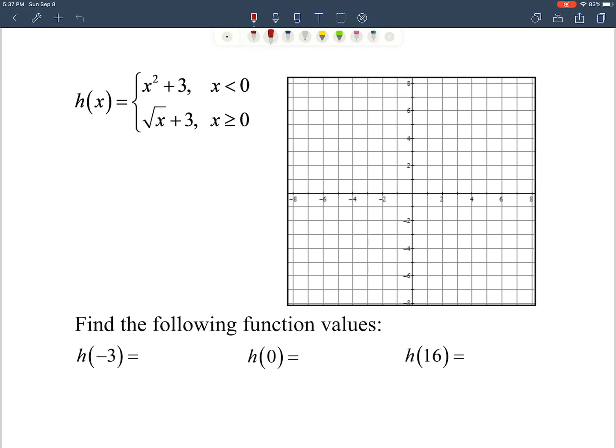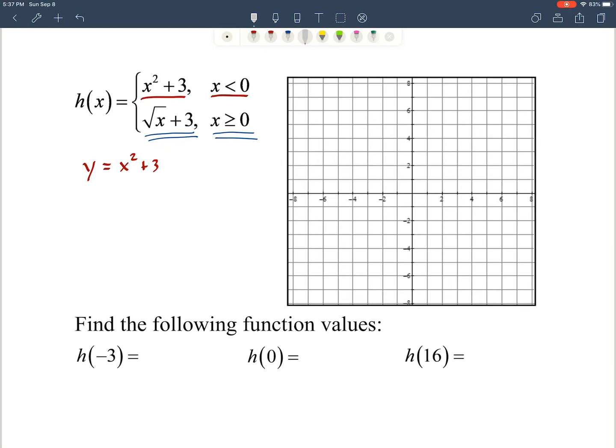Now we've got h of x is equal to x squared plus 3 for everything less than 0 on the x-axis, and then we have the square root of x plus 3 for everything at 0 and beyond. So let's start here, first of all, with our y is equal to x squared plus 3. I'm going to graph this one on there first. This is just a parabola that has been shifted up 3 units. This one should be pretty easy for us.